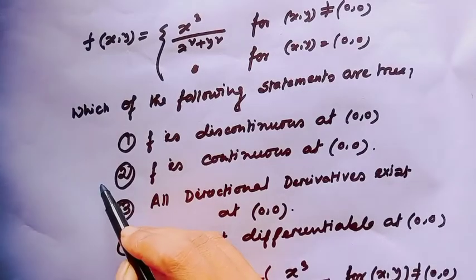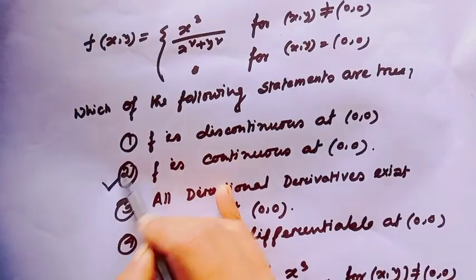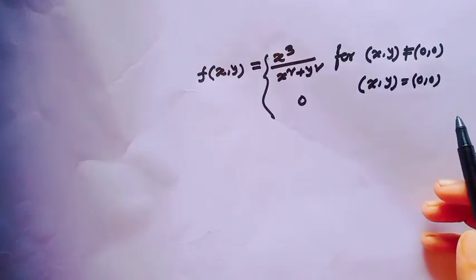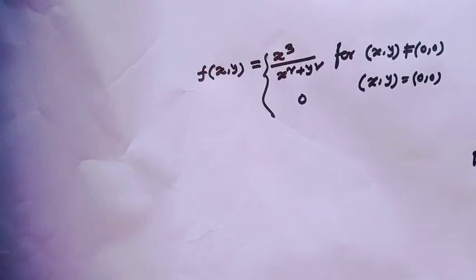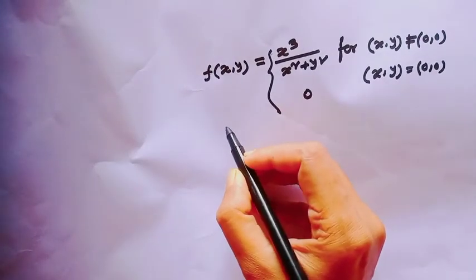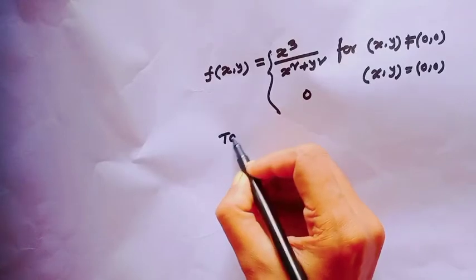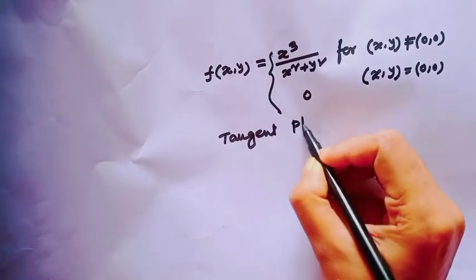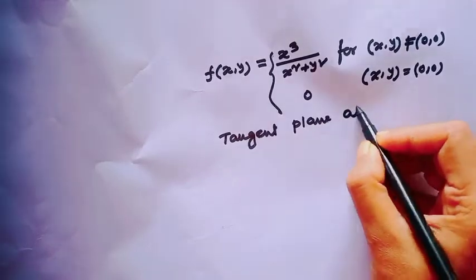That means option 2 is the right option. F is continuous at the point (0, 0). Now we have to check the differentiability at the point (0, 0). We all know that for differentiability, at first we have to find the tangent plane at the point (0, 0).